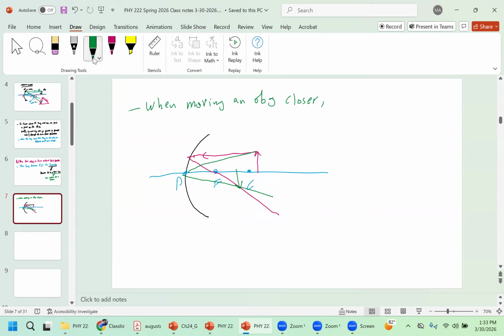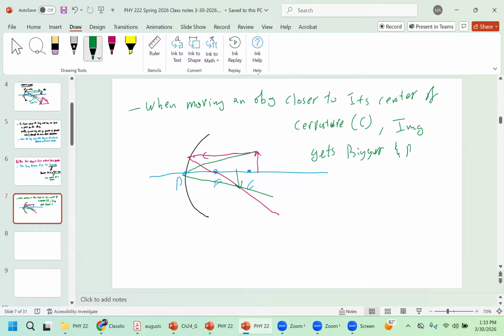Closer to what? Closer to its center of curvature, which is your C. When you're moving the object closer and closer to the center of the curvature, the image gets bigger and bigger. You all with me so far?